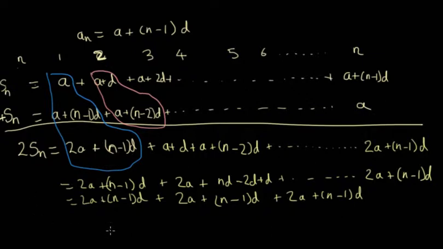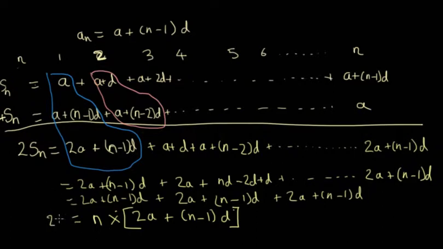So what we have is this term is the same, it's being repeated. So we have n of these, we have n times 2a plus n minus 1 d. Now I'm going to put this in a square bracket so we know it's different. Now we can simplify this down.